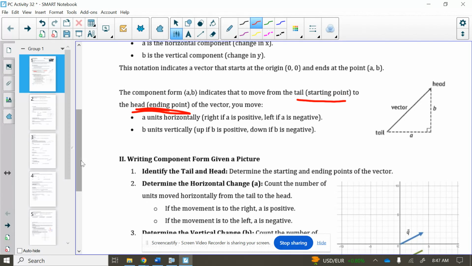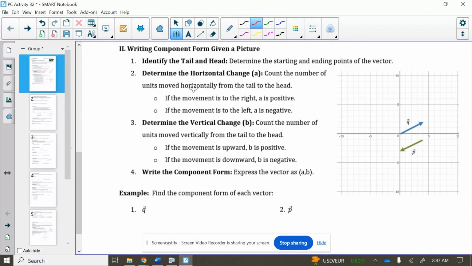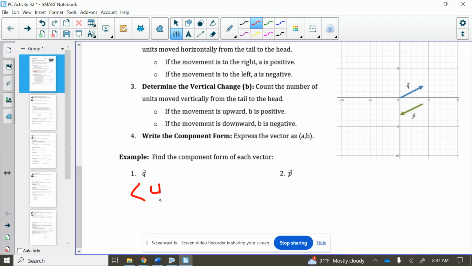So if we look at the examples given here, they are telling us, given the picture, what we would need to do in order to write that. So you want to always start and think, okay, if I started at this tail, how much did I move to get towards the head? Well, in this case, I would have to move to the right 4 units and up 2 units. So my movement would be 4, 2. Vector P, if we start at the tail, we would move left 4 and down 2. So -4, -2 would be the proper component form for vector P.